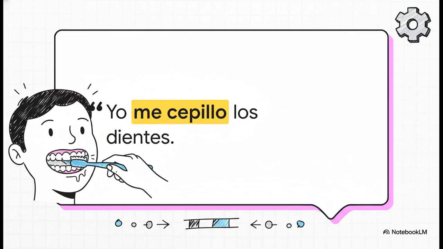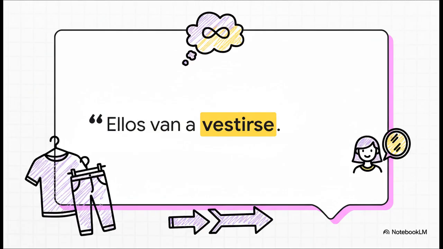See? Easy. Now for option 2, you'll see this a lot when you have 2 verbs back-to-back, like van a vestir. You just take the pronoun, in this case se for ellos, and you attach it directly to the end of the infinitive. It becomes one single word, vestirse.